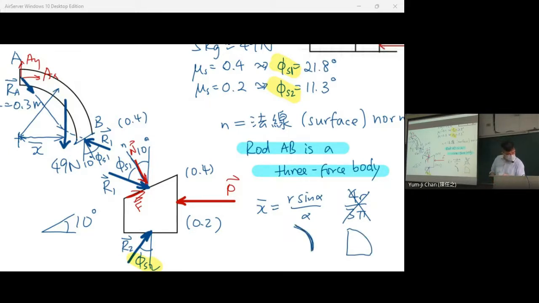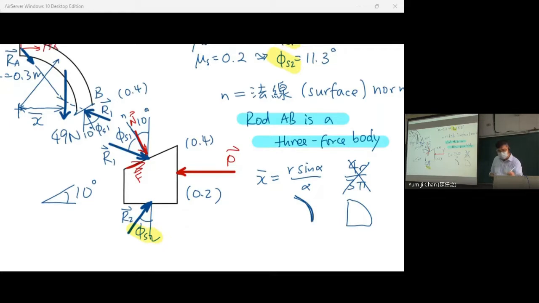So here this angle is pi over 2. So it is r times sine pi over 2 over pi over 2, which is equal to r divided by pi.